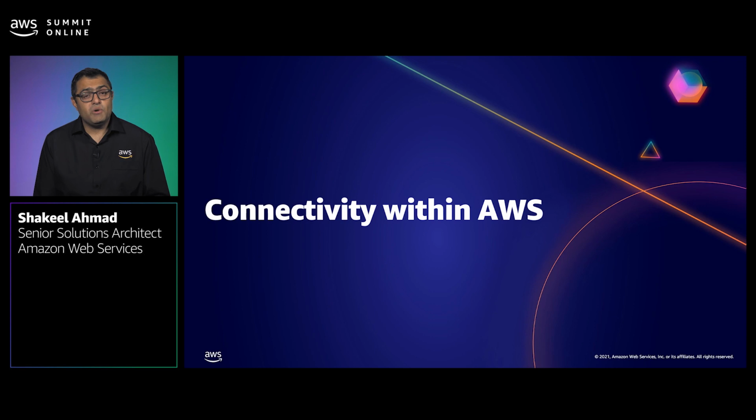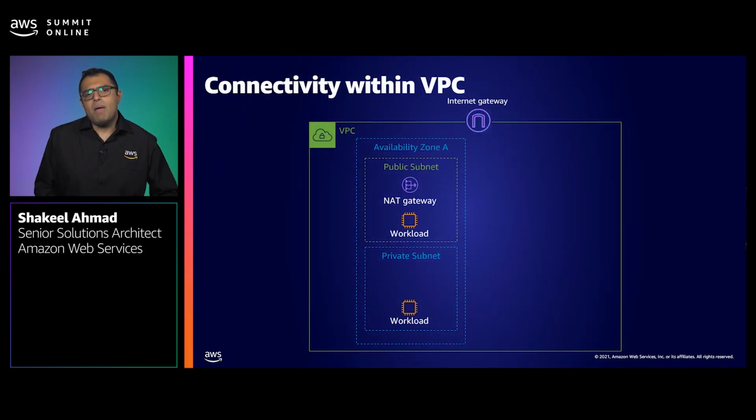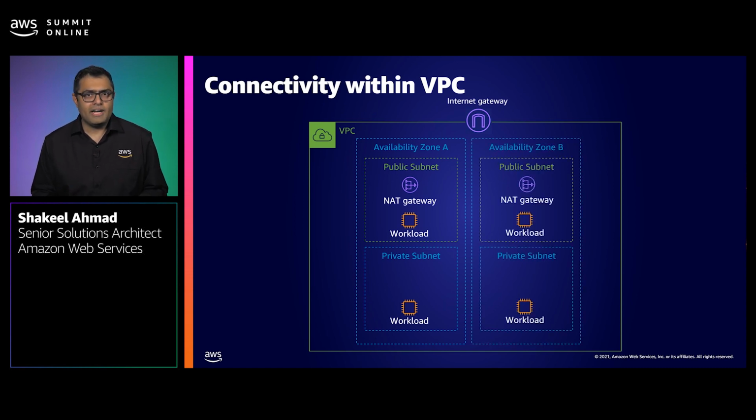Let's start with connectivity within your AWS environment today. So imagine a customer who currently has a single VPC in AWS with some public resources. It may be load balancers, it may be NAT gateway, with some private backend services or database workloads. Now, within a VPC, to ensure high resiliency, we highly recommend using a multi-availability zone architecture and ensuring that the critical workloads are replicated across multiple availability zones. As shown in this diagram, we have workloads in availability zone A, and we are also replicating key resources such as NAT gateway, ALB, and EC2 instances in a second availability zone as well.